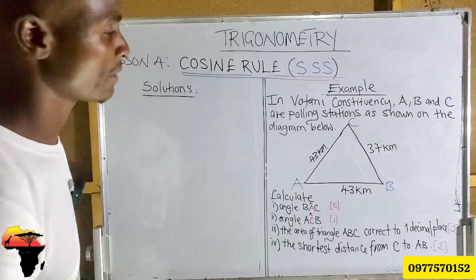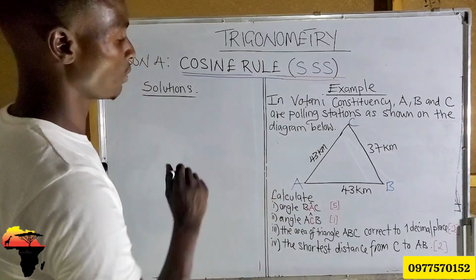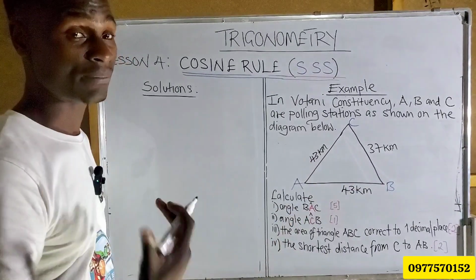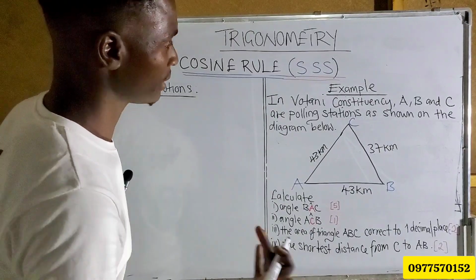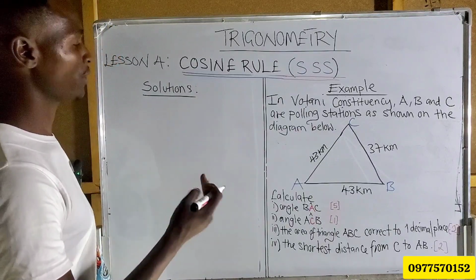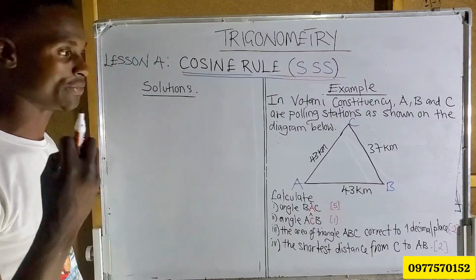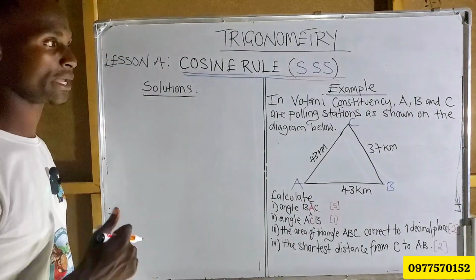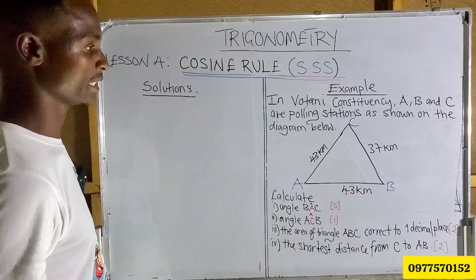Now, look at this. The first example that we looked at under the cosine rule was side-angle-side, where we are given two sides and an included angle. In this part of the cosine rule, we're going to look at the second condition, which is when you're given all three sides. We're going to use this examination question as our example in today's lesson. So, without wasting much time, let's jump right in.